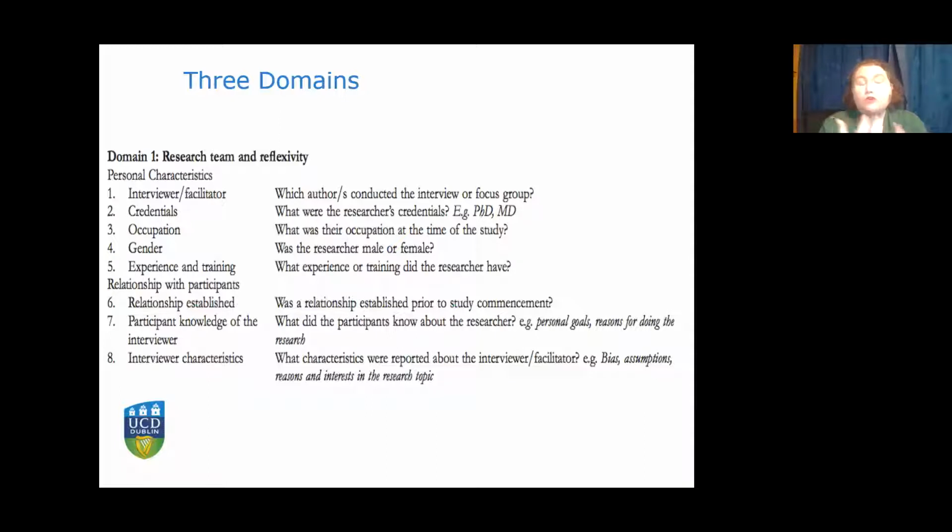some key ones. So under COREQ, domain 1 focuses on the research team and reflexivity. And it goes into real detail on factors that you may think are quite simplistic, but really position the paper in terms of who was involved. So what experience or training did the researcher have? If this is your PhD and you were developing your skills, what sort of training did you have in focus group moderation or facilitation? What did the participants know about the researcher, and what characteristics were reported about the interviewer or the facilitator? So that idea of naming biases, naming assumptions.